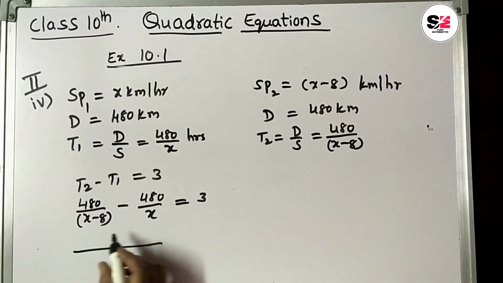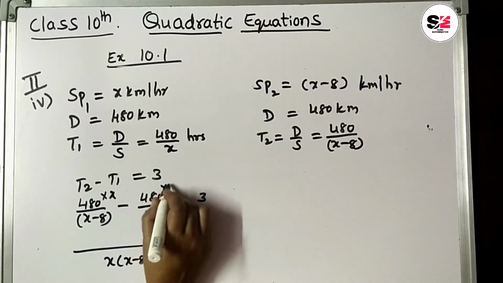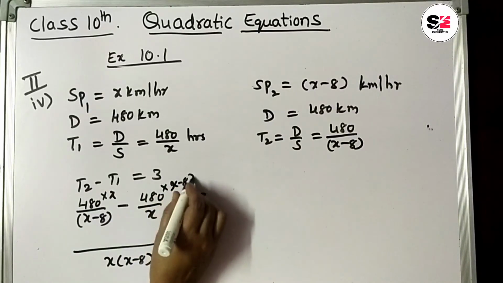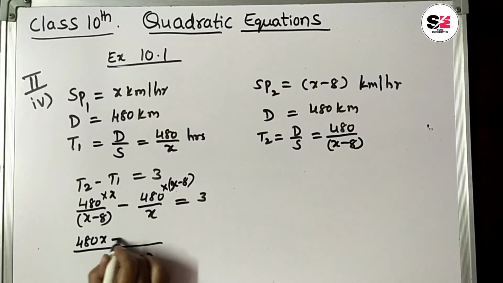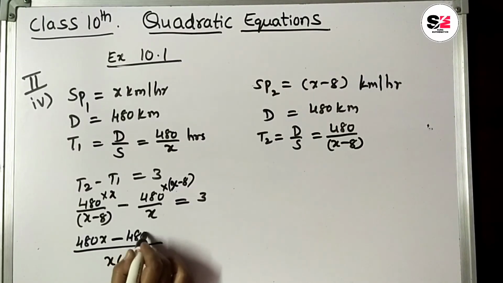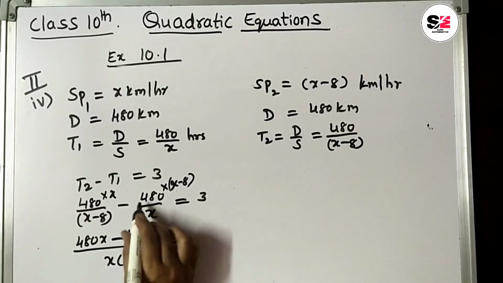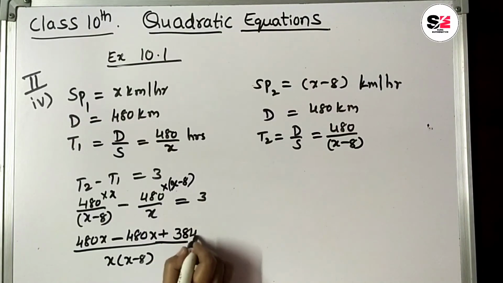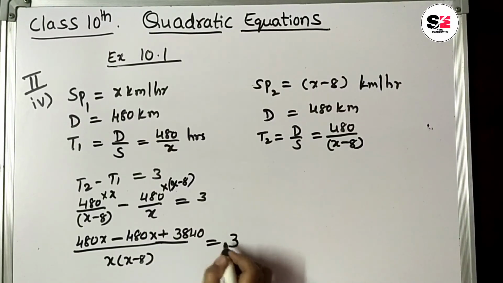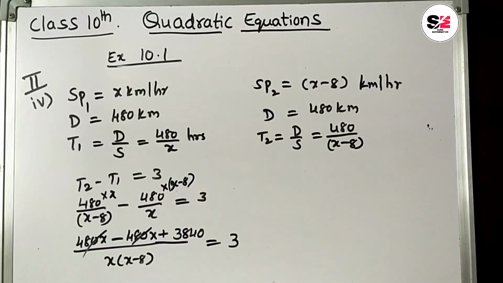So take the LCM of this: x into x minus 8. Then it is 480x minus 480 into x minus 8, that is 480x minus 480x plus 480 into 8, which is 3840, is equal to 3. Yes, this one and this one cancel.